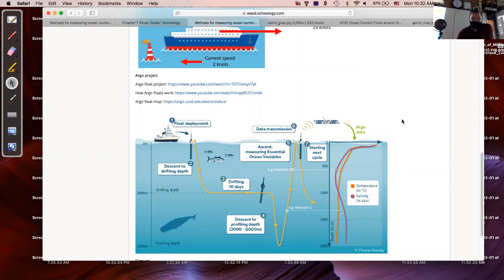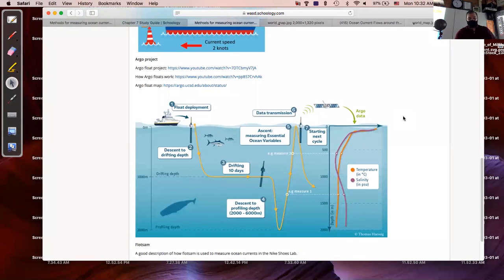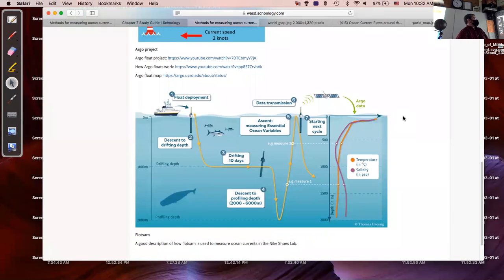Okay, another way to measure ocean currents that's more sophisticated is a project called Argo. So here's an issue. When you put a float on the surface of the ocean, the only thing that you're measuring is just the speed of the water at the surface.